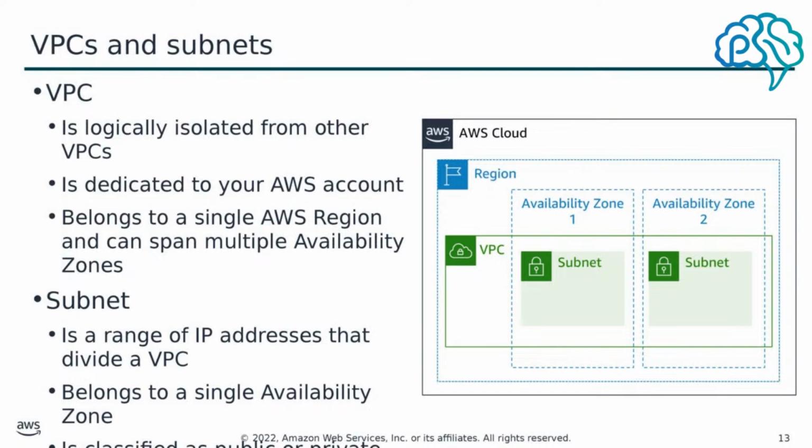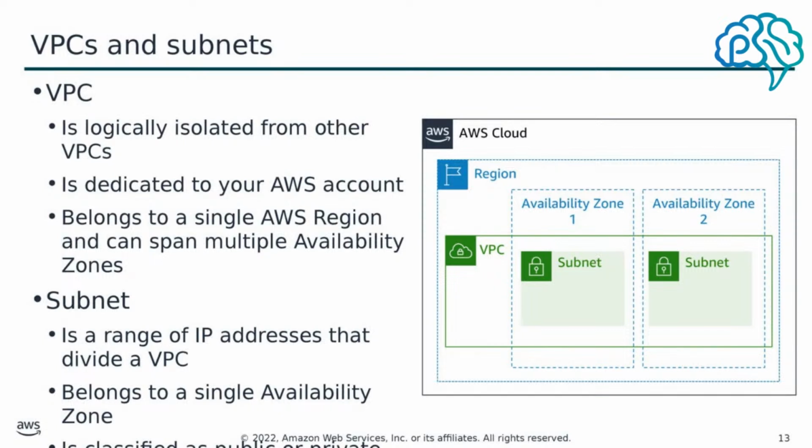So if we dive into the concept of a diagram of a subnet in a VPC, a region within the AWS cloud has one VPC, and this is spread across two availability zones. The VPC has one subnet in each availability zone, and a VPC is a virtual network that is logically isolated from the other virtual networks in the cloud. The VPC is dedicated to a single AWS region, and it can span multiple availability zones.